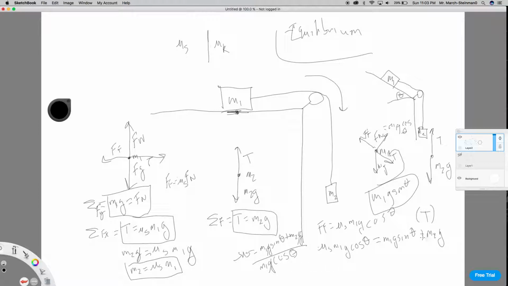Or we could isolate m2, and again the g's will cancel out, to find that mu sub s m1 cosine theta minus m1 sine theta is equal to m2. So this would be an expression to talk about the maximum value of m2.